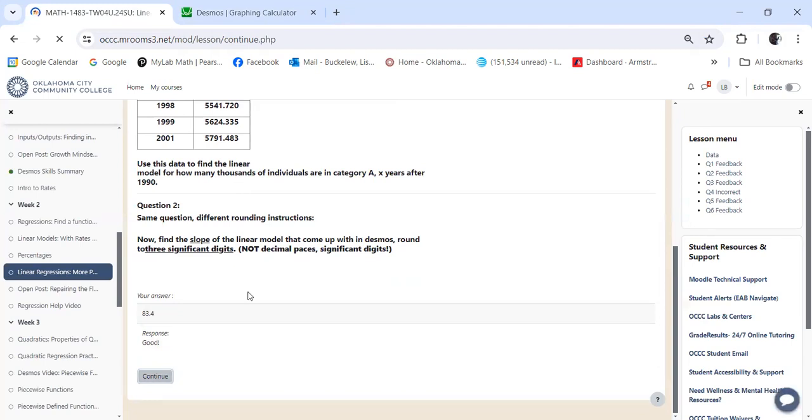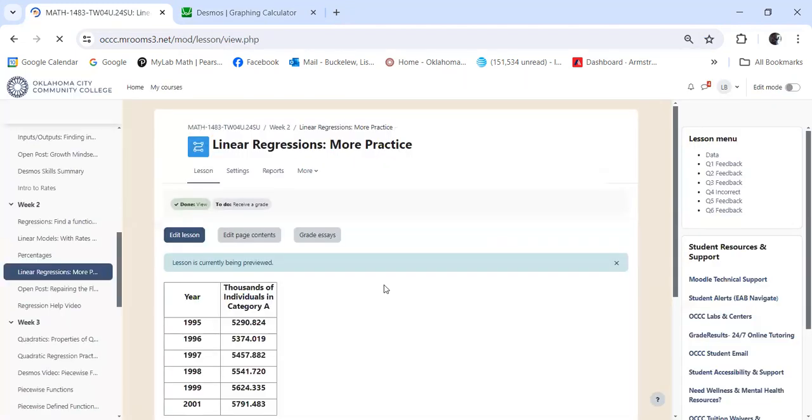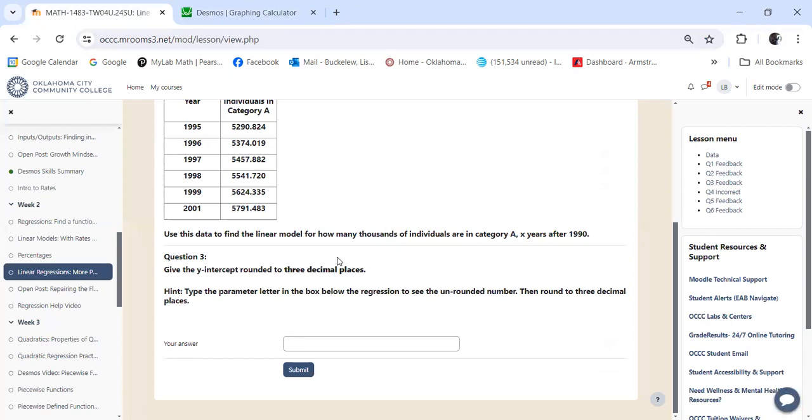Good is my response. So let's go for question 3, and then we'll get into the ones you were asking about. Now we're asking about the y-intercept. That's our B value of the model.